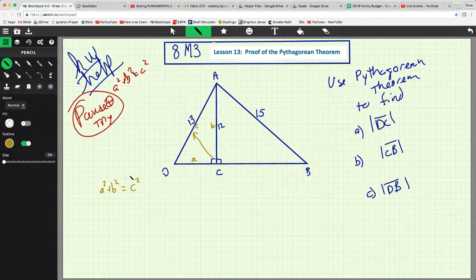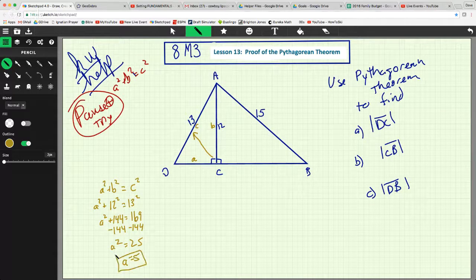Our B is 12, so 12 squared, and our C is 13 squared. So we get A squared plus 144 equals 169. Subtract 144, and we get A squared equals 25, so our A equals 5. So DC is equal to 5.